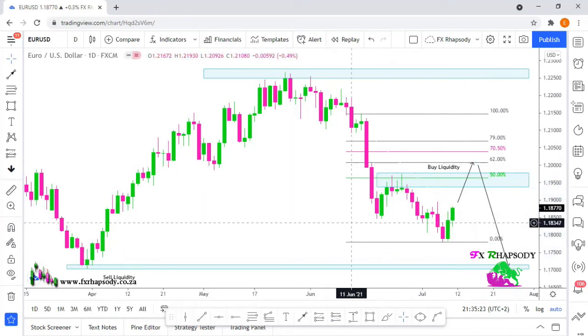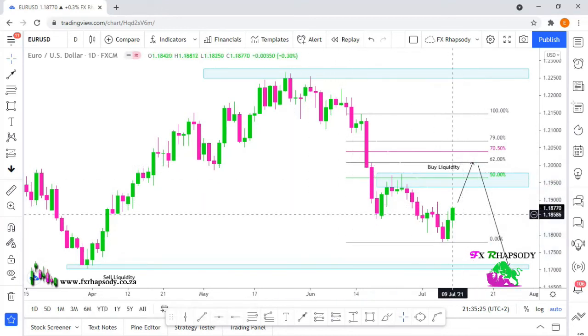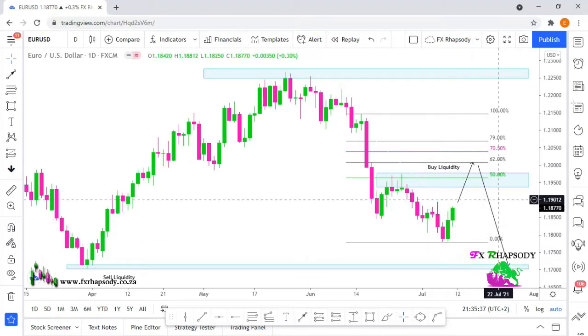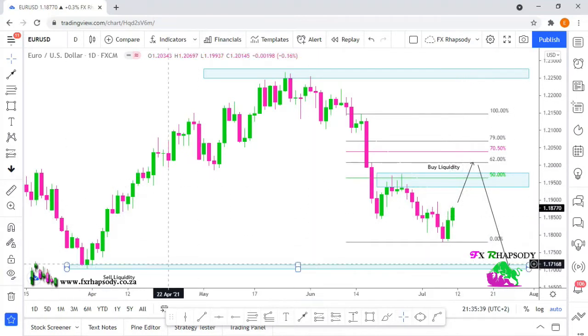So what I'm going to do is we're going to look at price, especially when it gets close to this area. There's a big possibility that price can just turn over here and start heading down towards this end. But I've got a fairly good feeling that price will start pushing up.